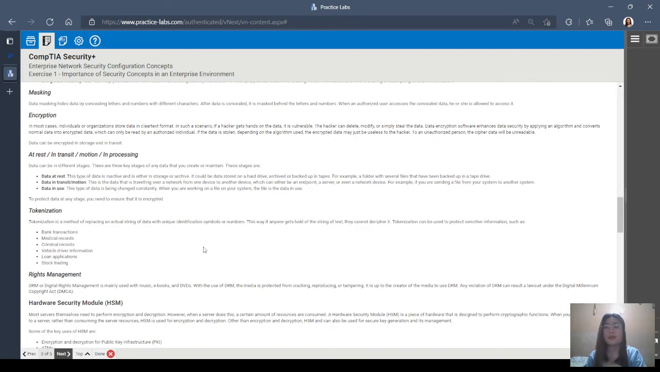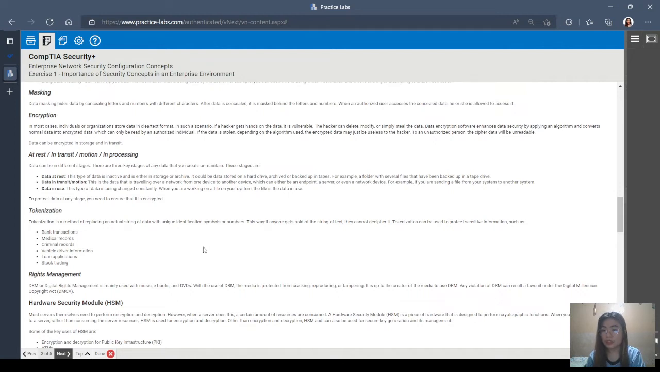Data in transit or motion. This is the data that is traveling over a network from one device to another device, which can be an endpoint, a server, or even a network service. For example, if you are sending a file from your system to another system.